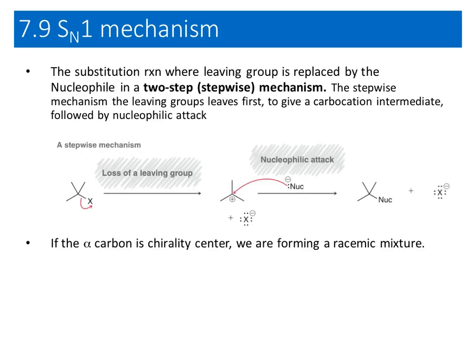Substitution reaction can also happen through SN1 mechanism. So here again we are substituting a leaving group with the nucleophile, but in a stepwise manner. So in the first step, what's happening? We have loss of leaving group. So leaving group takes the bonding electrons and leaves the molecule to form the carbocation. Then in the next step, a nucleophile will attack the carbocation to form the product.